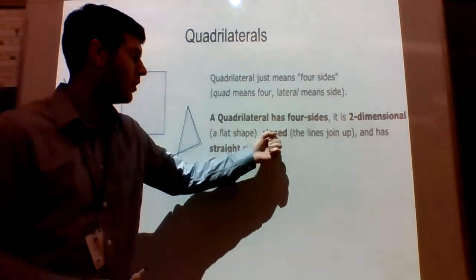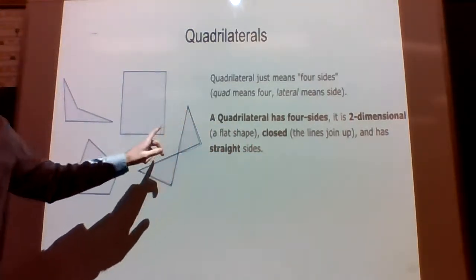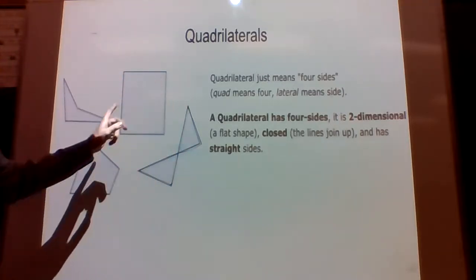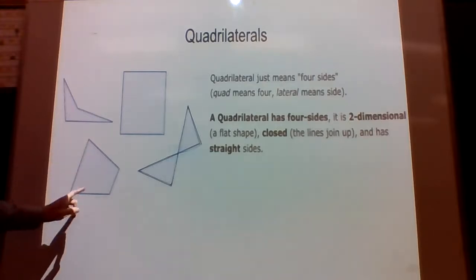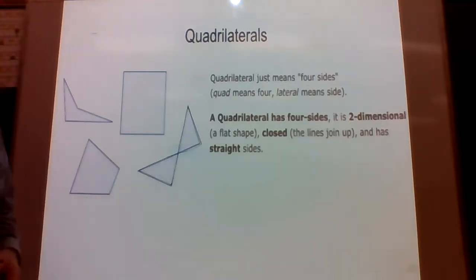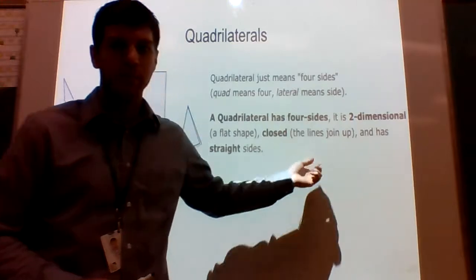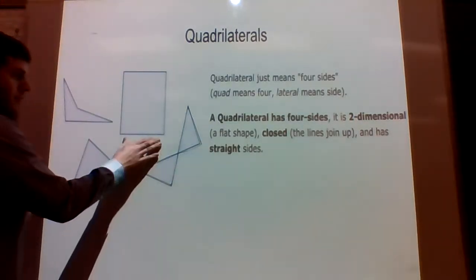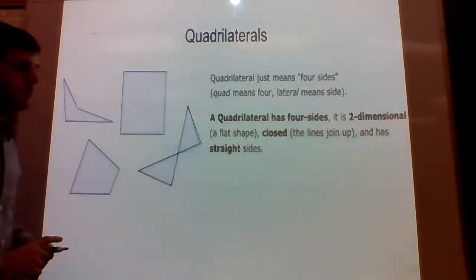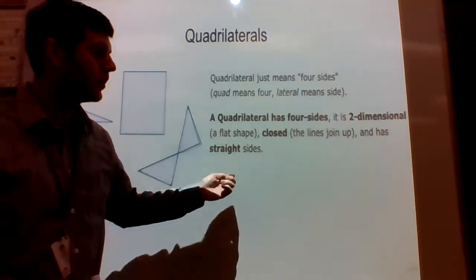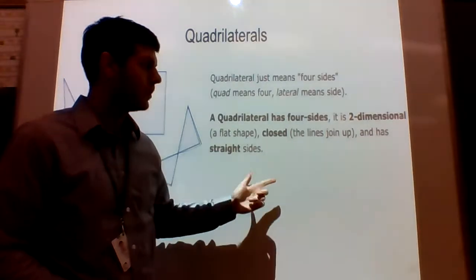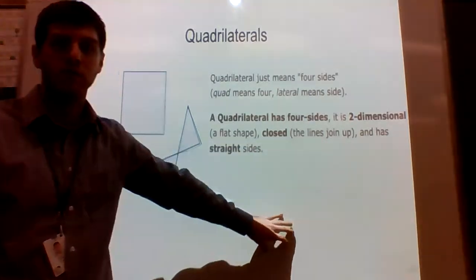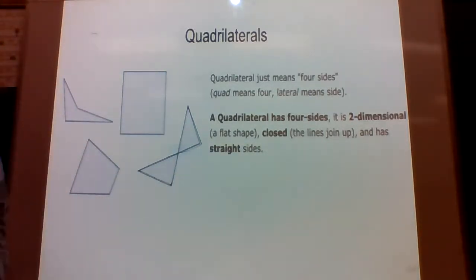Closed means we have 4 vertices on a quadrilateral. So 1, 2, 3, 4. Closed means all the lines join up, they meet at vertices, and the sides are straight. So again, it doesn't matter what shape you make, as long as you fit these criteria, you have a quadrilateral: 4 sides that all meet up at vertices, right? So it's not open, and those sides are not curved; they're just straight lines.